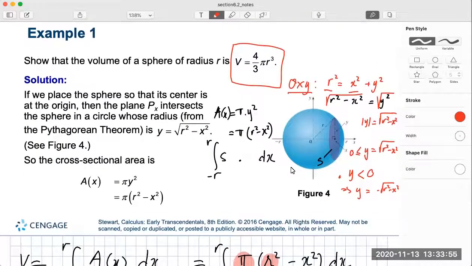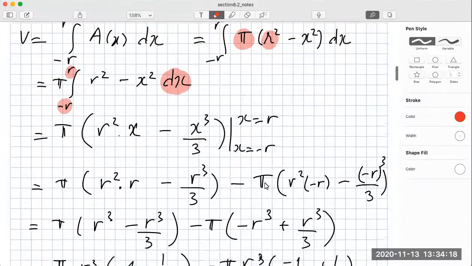We did this example. At each position of x, it will be a circle here. We compute the area of that circle with a given x, right? And according to these properties, x will run from negative r to r. Okay, very well.